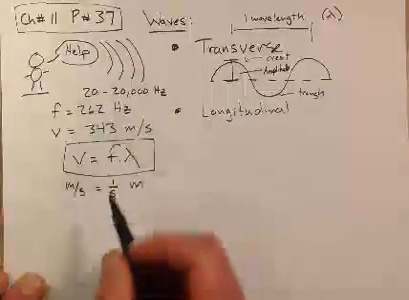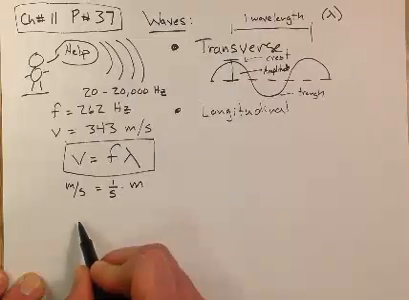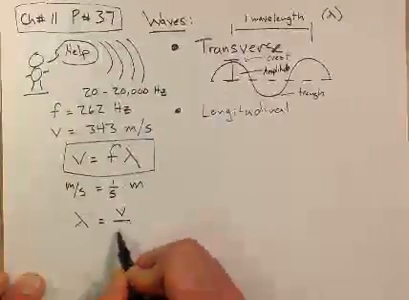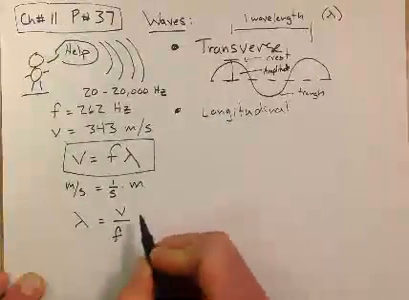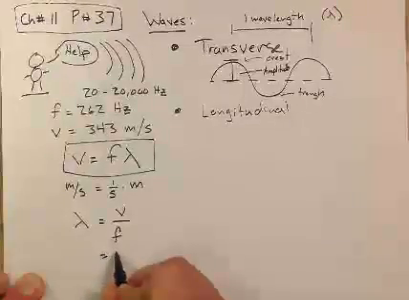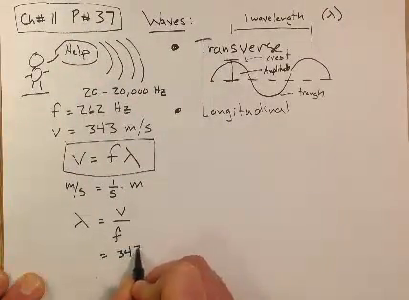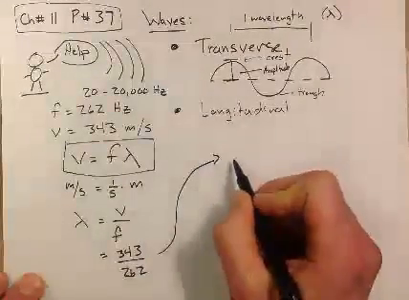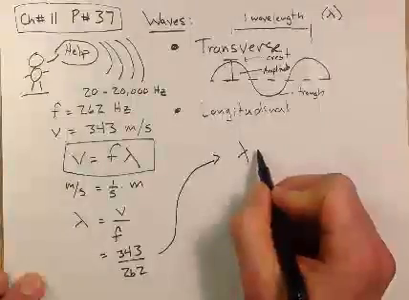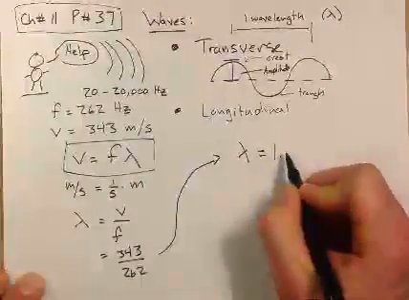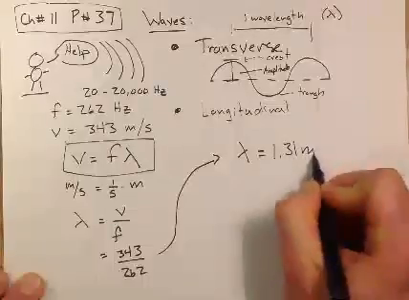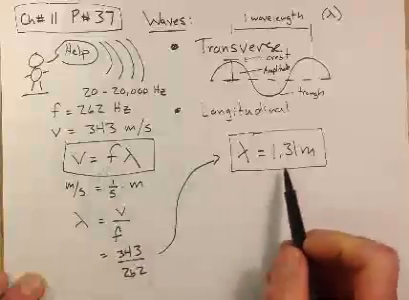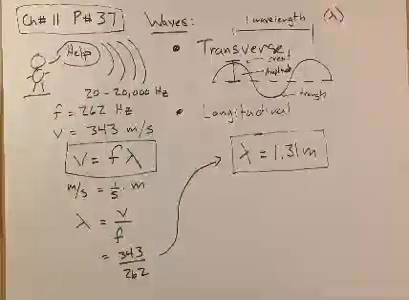We're going to use this equation to solve for the wavelength of this sound wave. Let's do a little algebra here. The wavelength is equal to the speed of the wave divided by the frequency, which is 343 divided by 262. We get that the wavelength of this sound wave is 1.31 meters if you type that into your calculator. So we used the wave equation to solve for the wavelength of this wave.